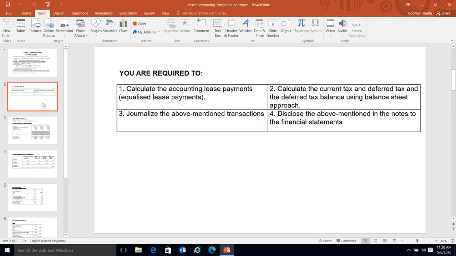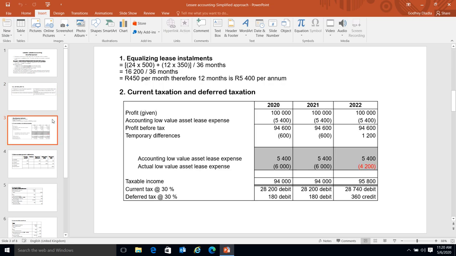Now, let's check here. Number 2, they say calculate the current tax and the deferred tax balance using the balance sheet approach method. Technically, they're asking us for 2 things here. The taxable income calculation and the deferred tax balance calculation. Okay, let's start with the first one. Now, here, which is on number 2, I've given you all the years to show you what is happening. Right, let's start with 2020.